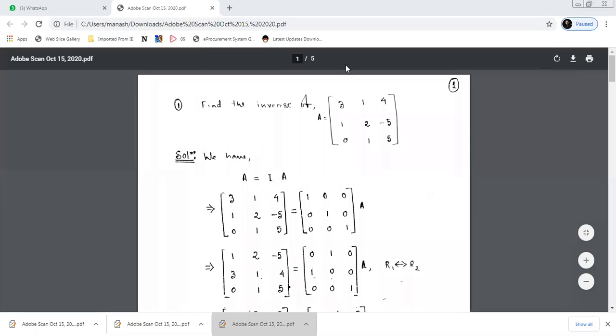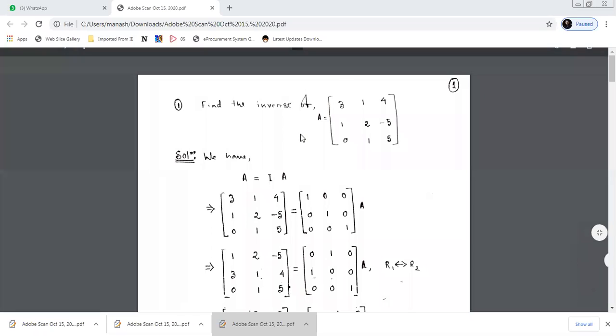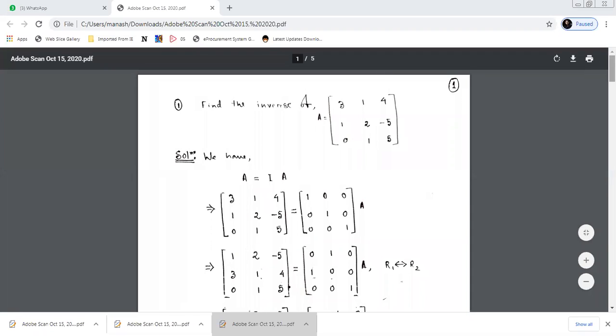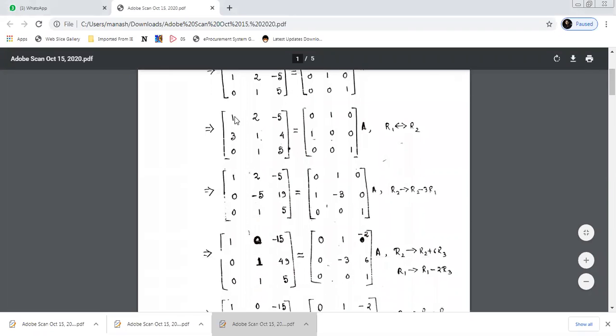Now see here, the second row, first element is 1. So simply we interchange row 1 and row 2 so that this element becomes equal to 1. Clear? So this is our first step. Always remember, the first step is you have to make this element equal to 1.